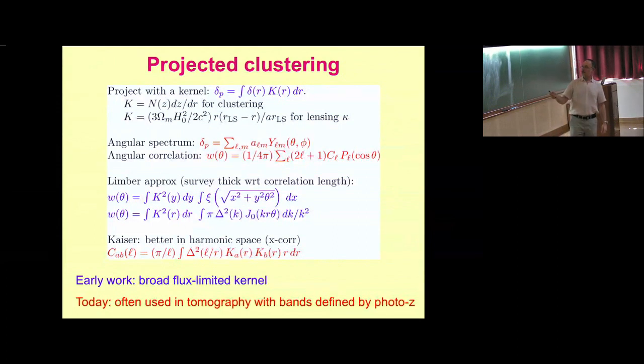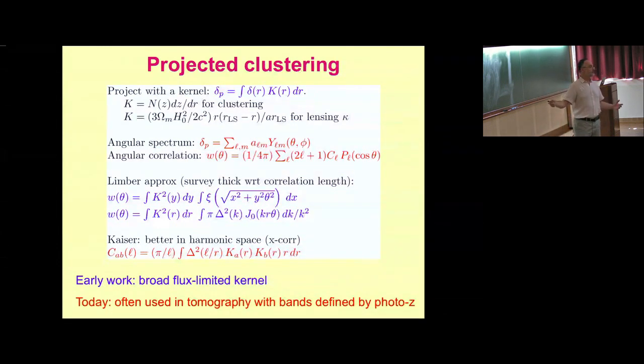So let's imagine that you have some projected density fluctuation that's a line integral with co-moving radius of the 3D disturbance times some kernel. Now that kernel can be simple if you're just talking about the distribution of galaxies on the sky. It's just proportional to the number density, the number of galaxies you have in a given redshift range. Or it can be more complicated.